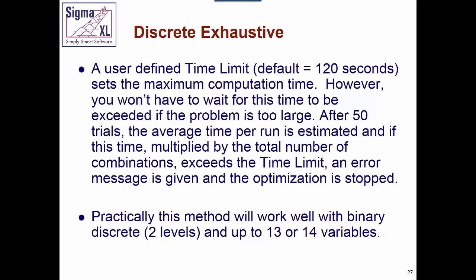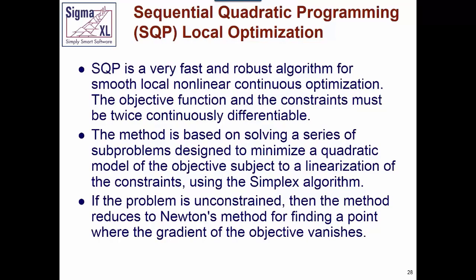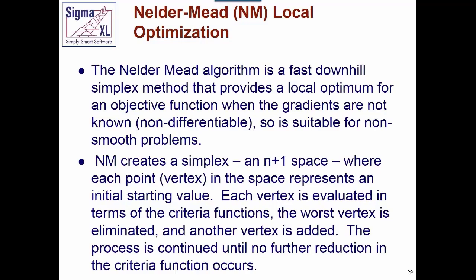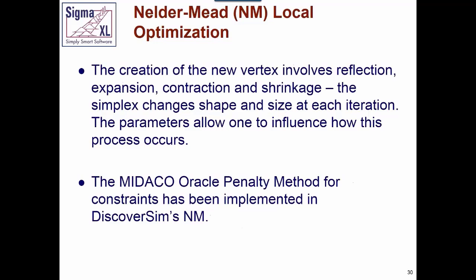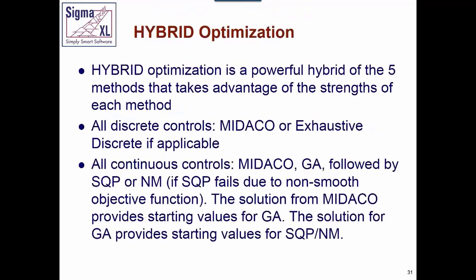Practically, if you have a binary problem with, say, 13 or 14 variables, discrete exhaustive works very well, and we'll illustrate that in just a bit. Sequential quadratic programming was in there in version 1. We've made some improvements to the algorithm, and Nelder-Mead has been added for non-smooth local problems. And the Oracle penalty method has also been added to the Nelder-Mead optimization. Hybrid ties it all together, makes it easy to use.